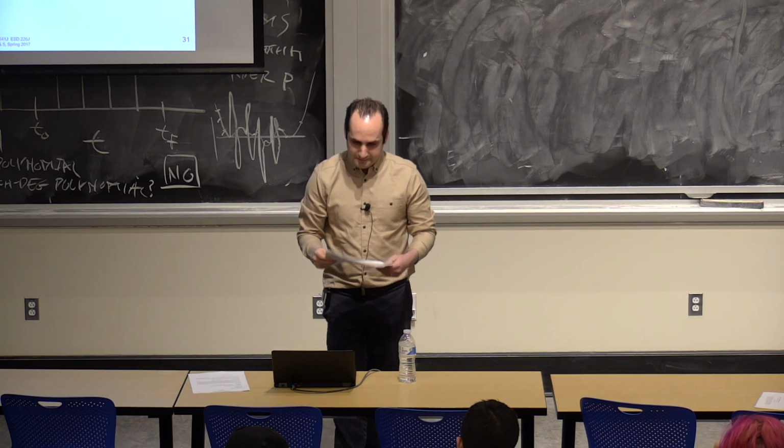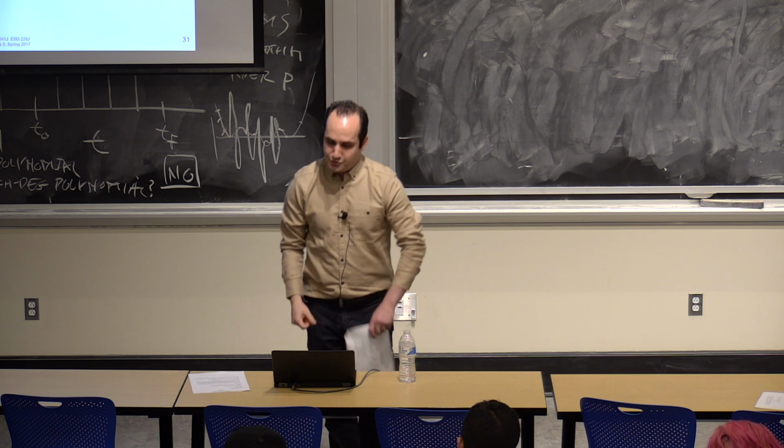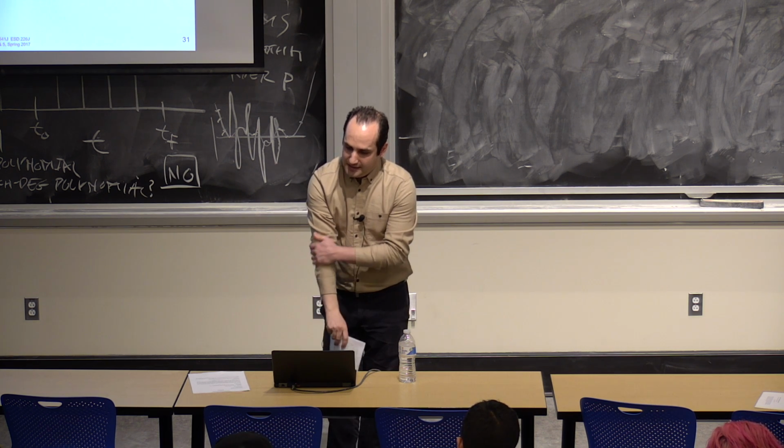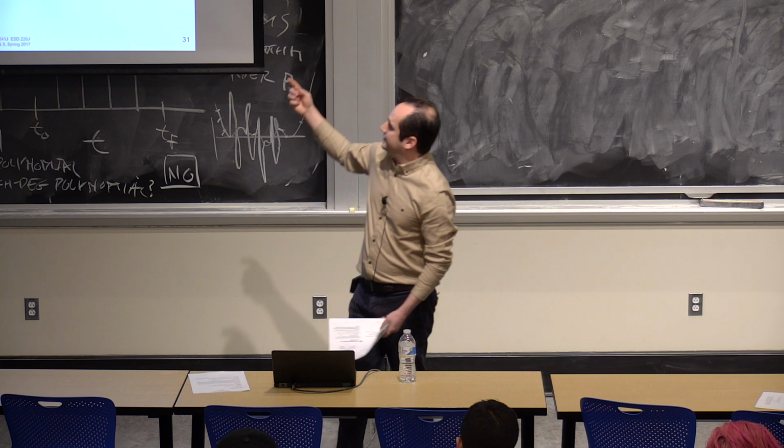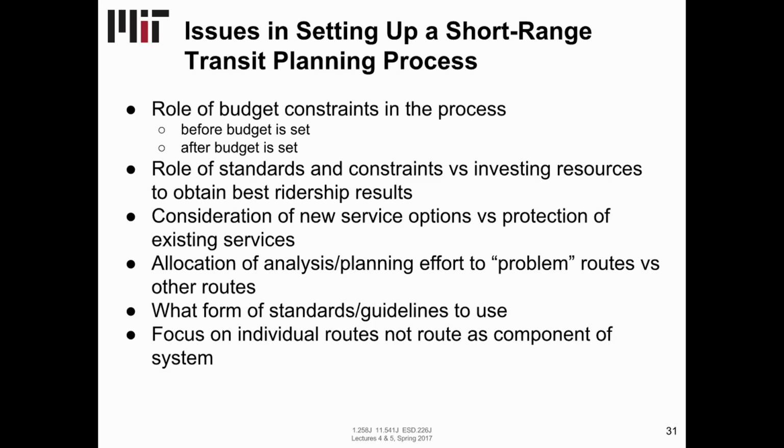So in terms of issues in setting up a short-range transit planning process, this slide mentions some of these issues, starting with the role of budget constraints in the process. This could actually be related to before budget is set and after budget is set. Before budget is set, there is some indeterminacy in measuring the net cost, and basically the budget that is requested in the proposal for a new service or for a change in the service.